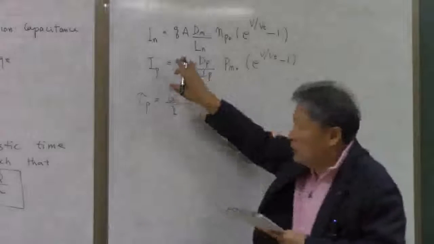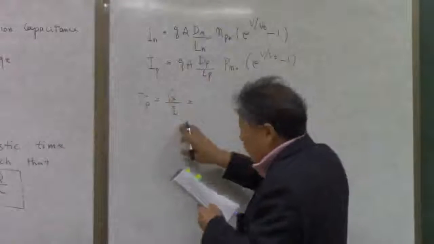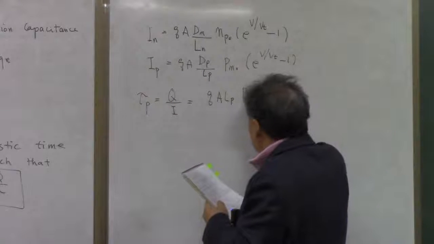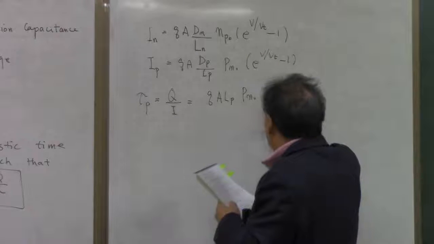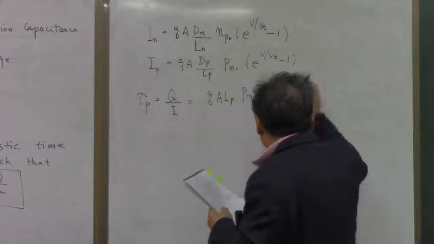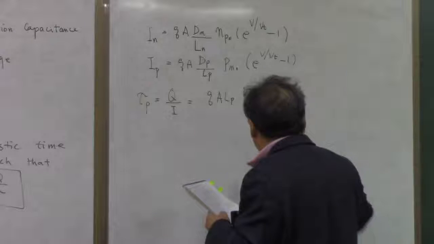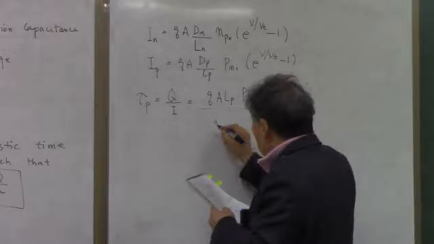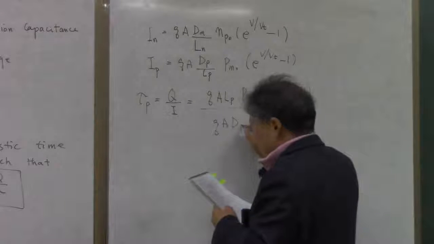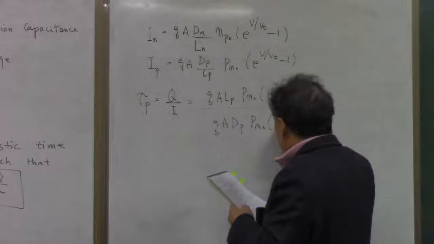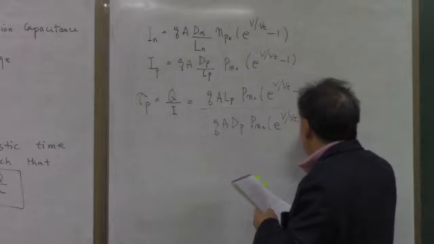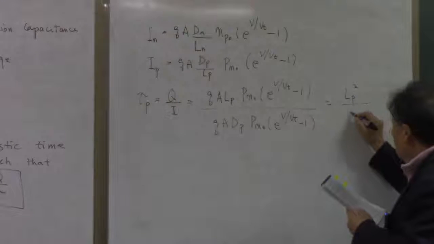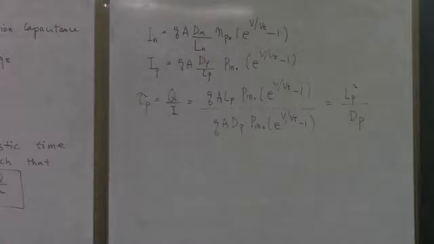You just put this current and the charges into this equation, which is obviously not a hard thing to do. T minus 1 over Q A dP Pn naught into Vt minus 1. Okay, then it's going to be written something like this.